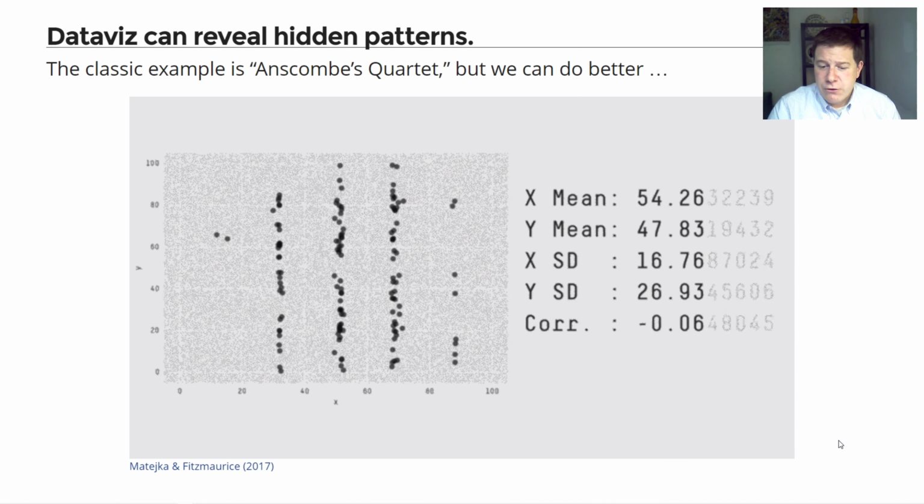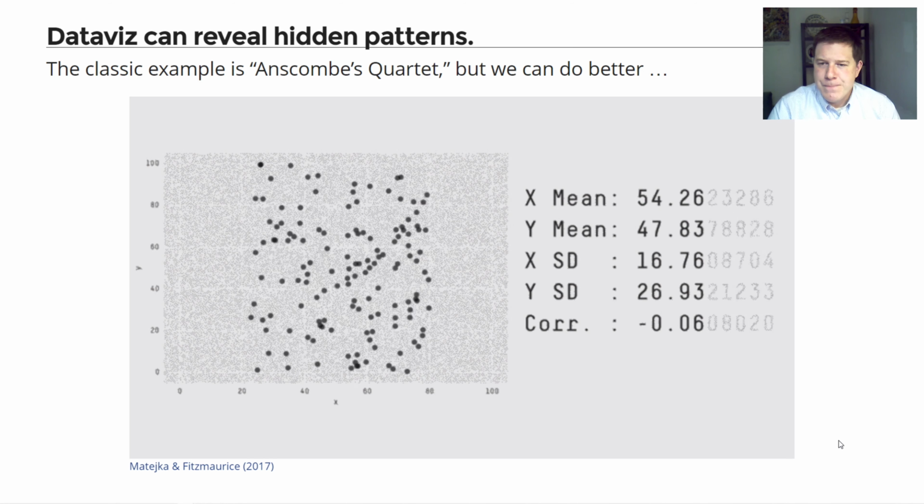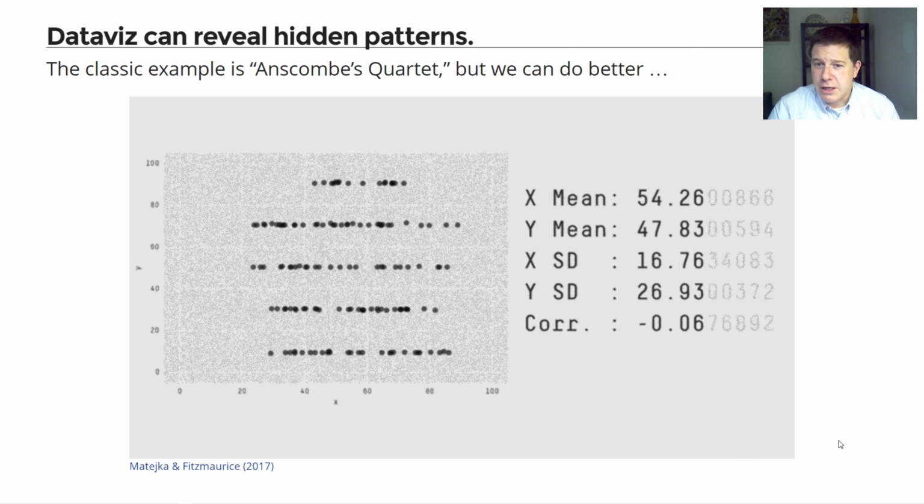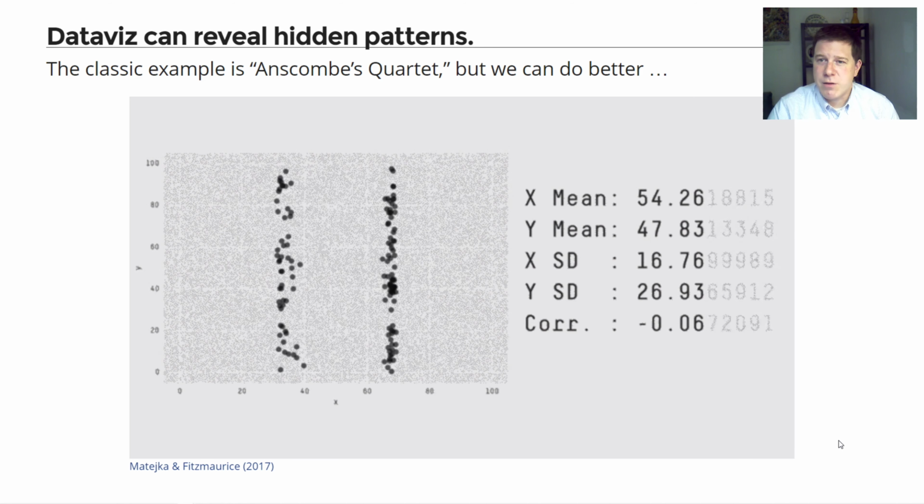Why do we do data visualization? I really like this example. Statistics hide numbers. We all know that implicitly. The classic example that you may have heard of is something called Anscombe's quartet.